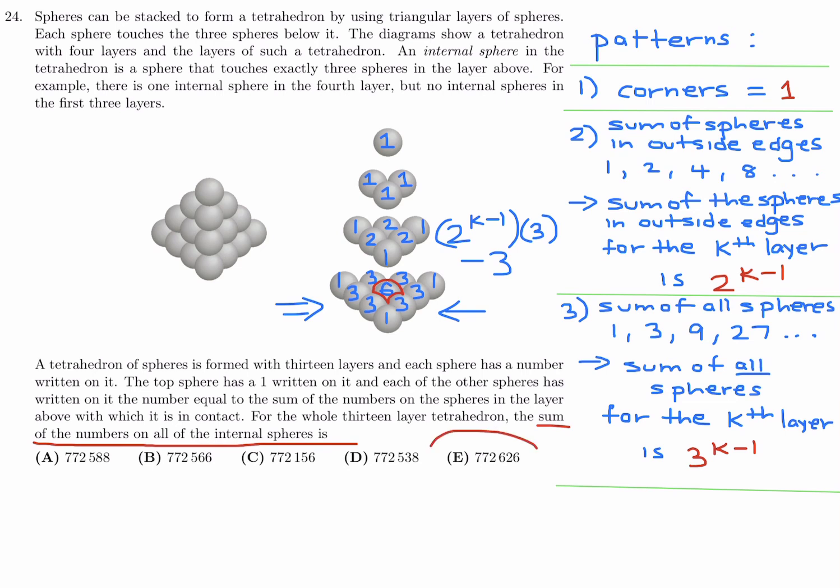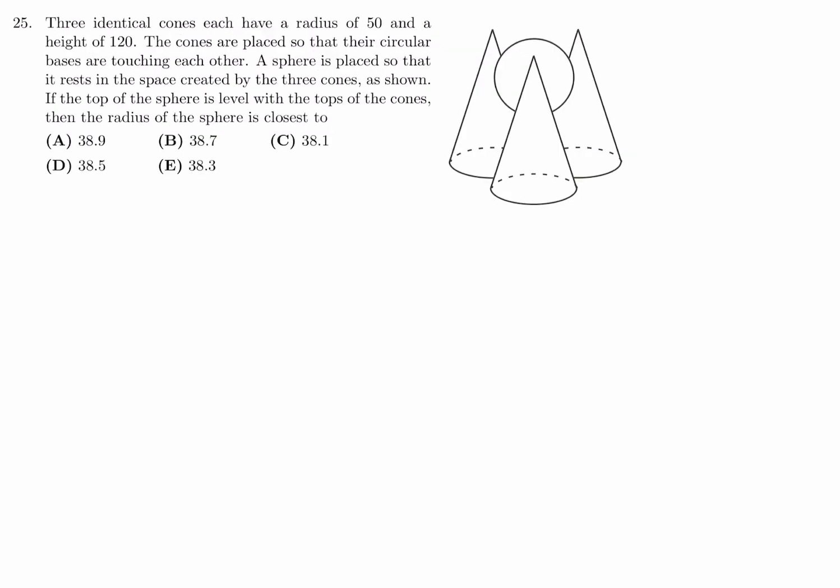772,626 is choice E. 3 identical cones each have a radius of 50 and a height of 120. The cones are placed so that their circular bases are touching each other. A sphere is placed so that it rests in the space created by the 3 cones as shown. If the top of the sphere is level with the tops of the cones, then the radius of the sphere is closest to.